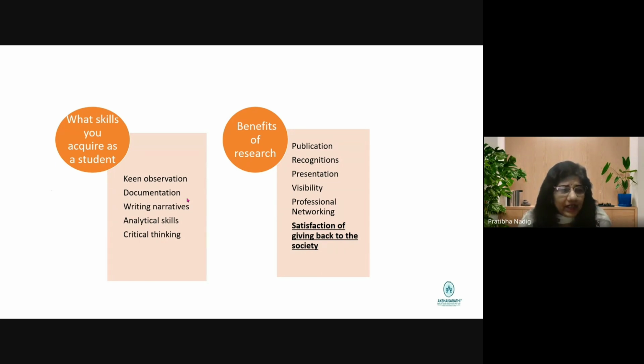Then you will learn how to write narratives. You will develop analytical skills and critical thinking. What are the benefits of research? You will get publications. You will get recognition and awards. You will make good presentations. You will get visibility. When you present in a conference, you can do professional networking. Above all, it is the satisfaction of giving back to society.